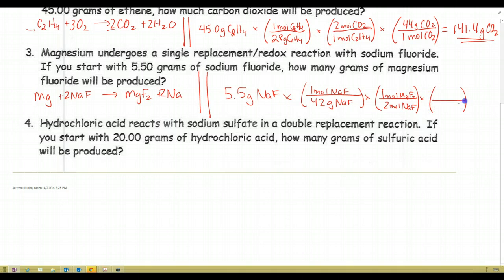And finally, I'm going to convert from moles magnesium fluoride to grams. Magnesium is 24, fluoride is 19, and there are 2 of them, so that gives me 62 grams. Calculating out, I take 5.5 divided by 42, 2 times 62. That tells me I'm going to make 4.1 grams magnesium fluoride.